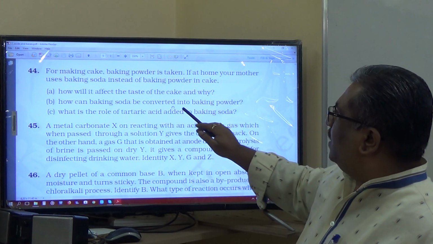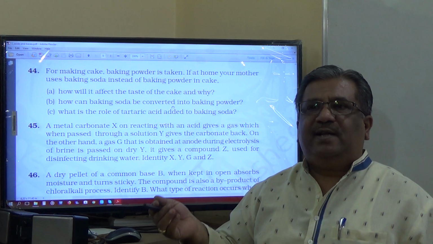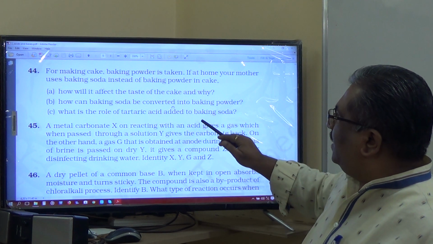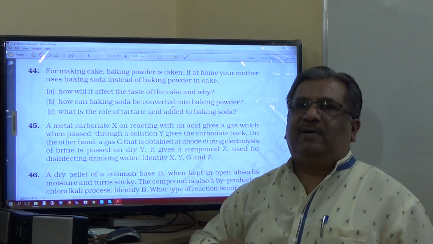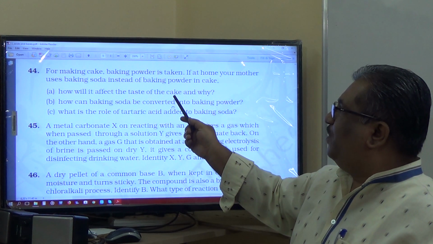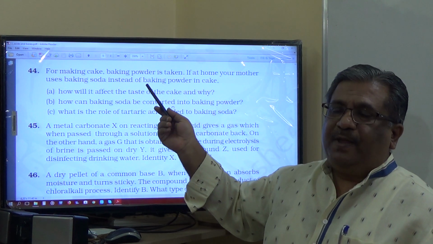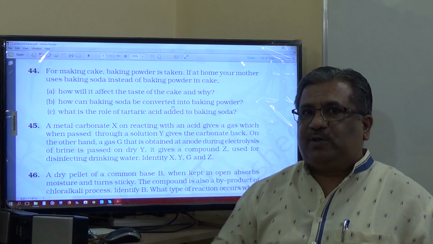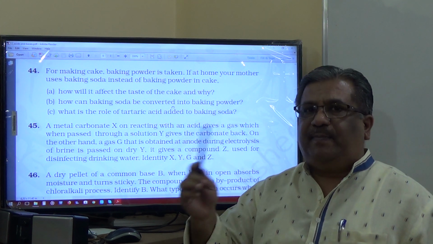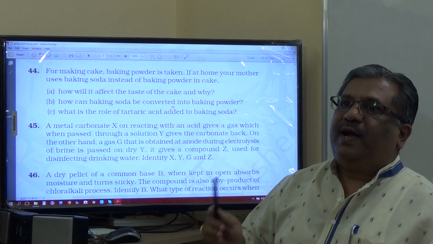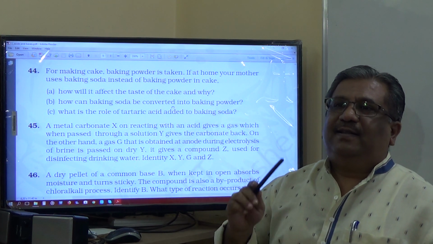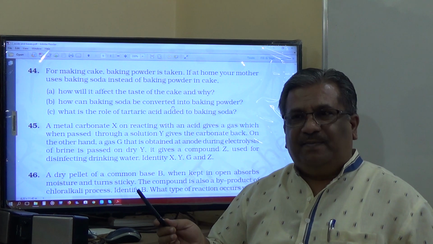How can baking soda be converted into baking powder? By adding tartaric acid in suitable proportions. What is the role of the tartaric acid added to the baking soda? As I have already discussed, tartaric acid nullifies the effect of the base Na2CO3, which is produced after heating baking powder. Between the acid and base the reaction is a neutralization reaction, and therefore it will neutralize the action of the base, and hence the cake will not taste bitter but normal.